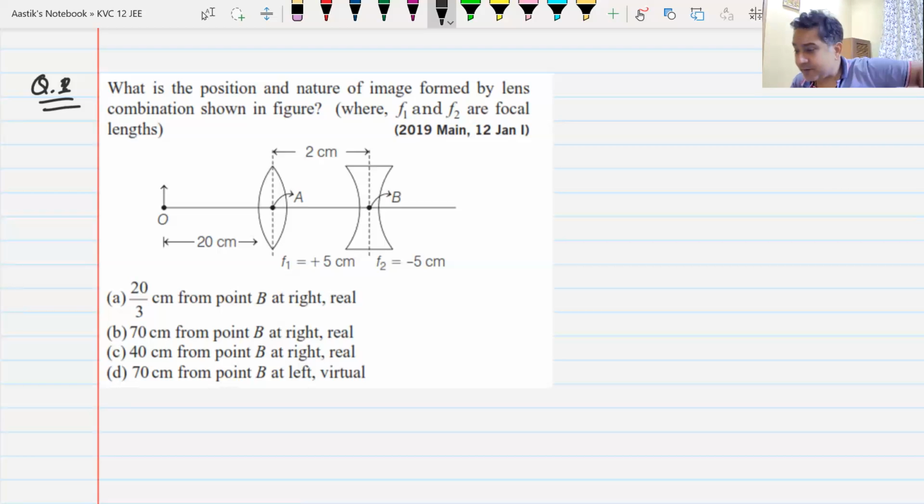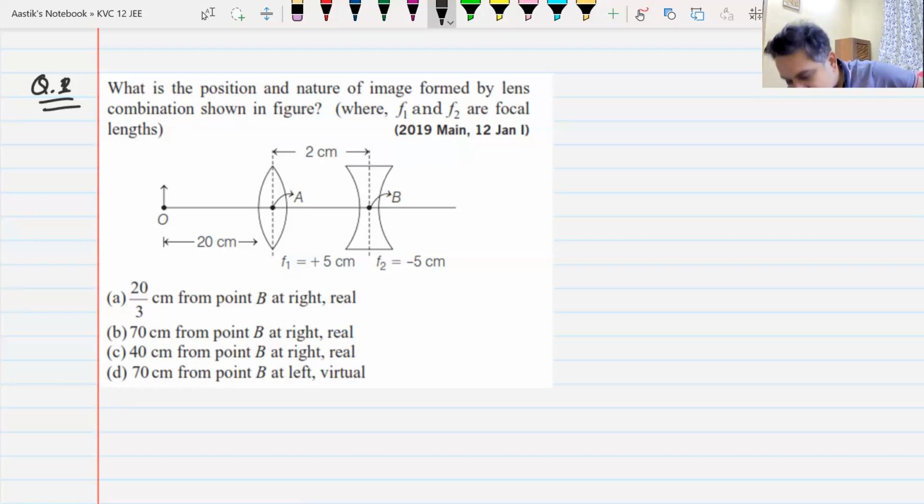Remember, we had made a formula for this combination of two lenses. Yes or no? 1 by f1 plus 1 by f2 minus d by f1 f2. You understand this? We remember that formula? Remember, that formula is only valid when d is very small compared to the focal length. Here, can you apply that formula?